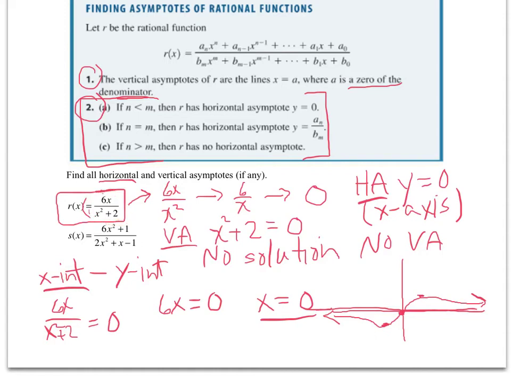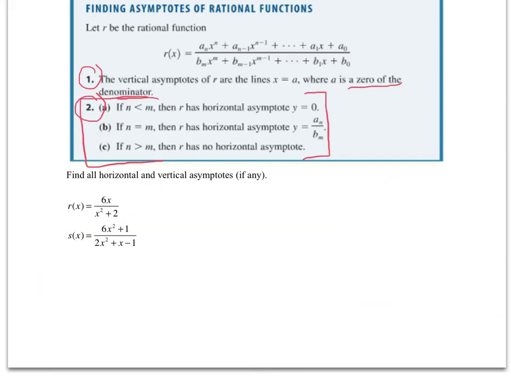And so now the next thing we want to do is look at the function s of x, which is this one. First, let me get this a little cleared off here. Clear some of this off. Clear some more of it off. Okay, now we're ready to look at the function s of x. 6x squared plus 1 over 2x squared plus x minus 1.